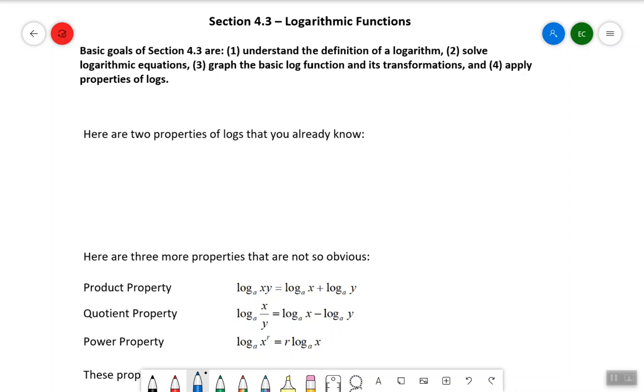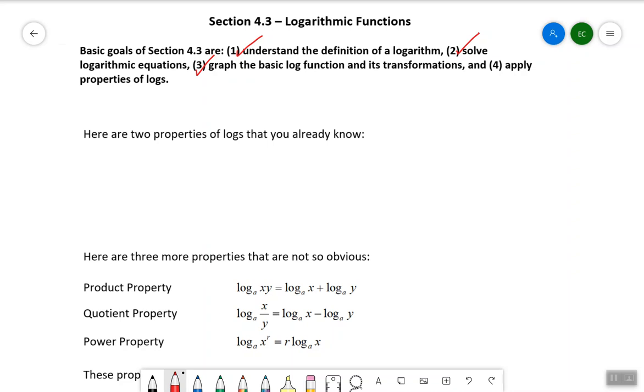We're in section 4.3. We're almost finished. We have already talked about the definition of a logarithm. That was the first goal, so we can check that one off. We've already solved logarithmic equations. That was the second goal. We've already graphed the basic log function and transformation. And so now we're here at the last goal, which is to apply properties of logs.